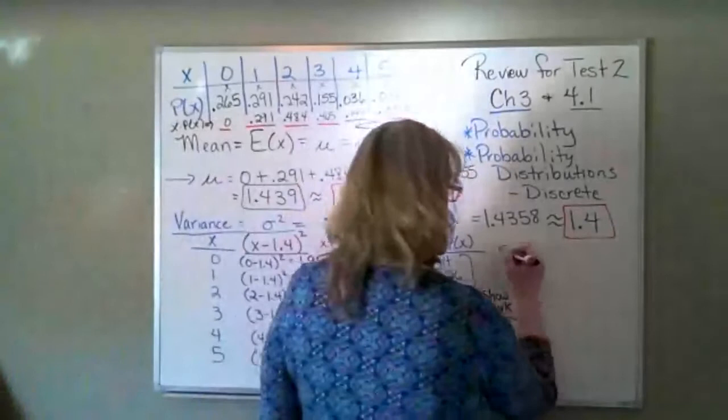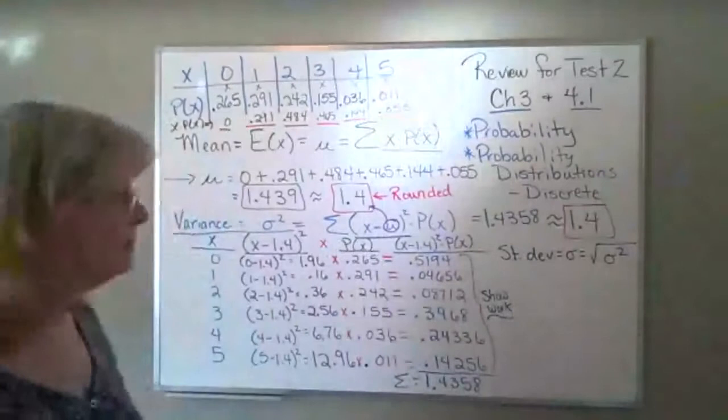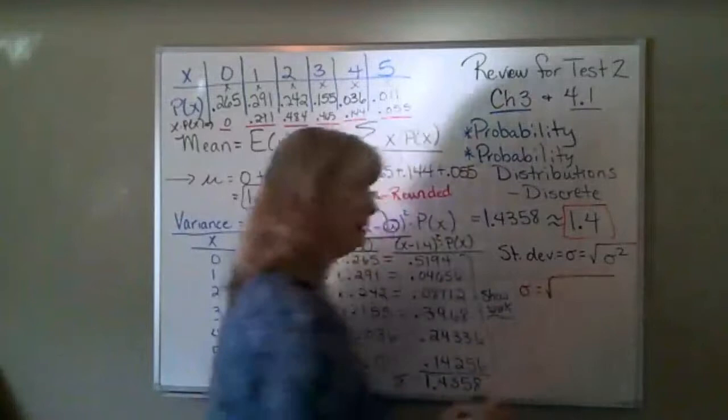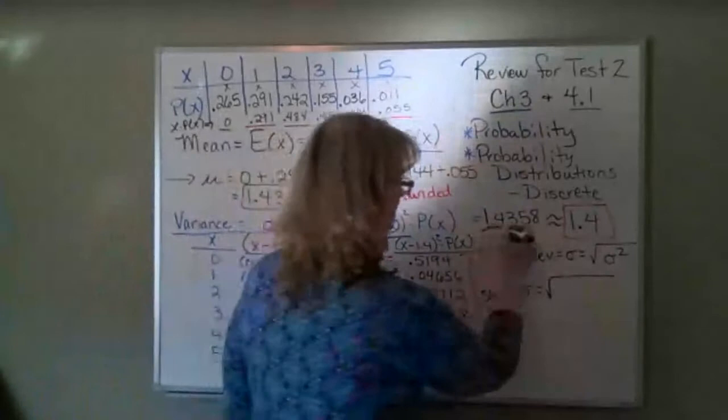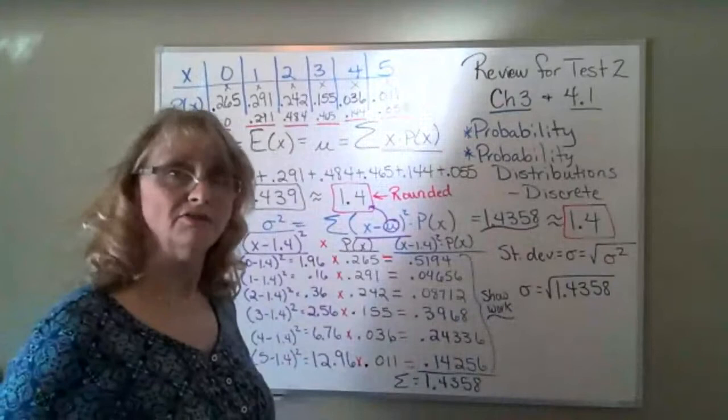Now, when I do the standard deviation, which is sigma, which we get by taking the square root of sigma squared, we want to make sure we don't take the square root of the rounded variance. Take the square root of the unrounded variance right here. Sometimes you will get the same answer whether you take the square root of the rounded or the unrounded once you round the final answer, but sometimes you won't.